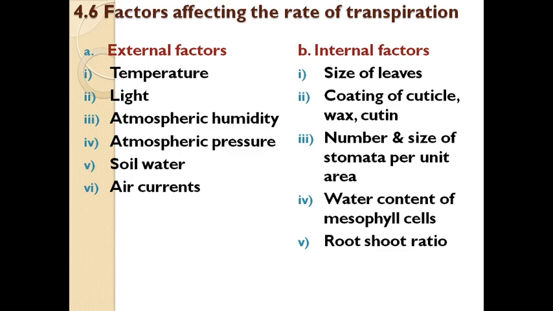The next external factor is light. Light affects the rate of transpiration in two different ways. First, by increasing the temperature, light increases the rate of transpiration. It shows a positive effect on transpiration: as the light intensity increases, the rate of transpiration increases. Second, light affects the opening and closing of stomata by increasing or decreasing the turgidity of the guard cells. Stomata normally open during the daylight and close during the night.